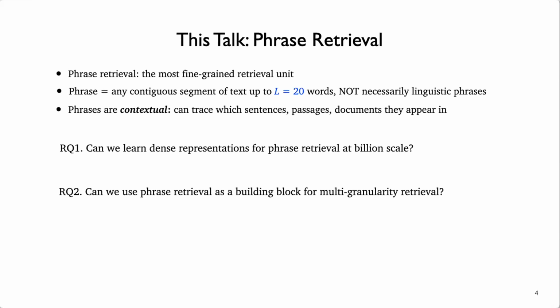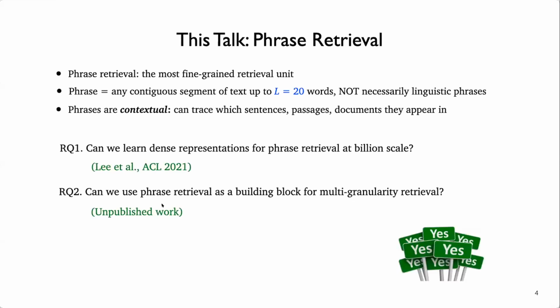The first question is, is it possible to learn dense representations for phrase retrieval at a very large scale, let's say billions of phrases, for example at the Wikipedia scale? And the second question is, if we can learn phrase retrieval at scale, can we use phrase retrieval as a basic building block for the other retrieval problems that we care about, for example passage retrieval or document retrieval? I believe the answer is yes to both questions, at least to a great extent.